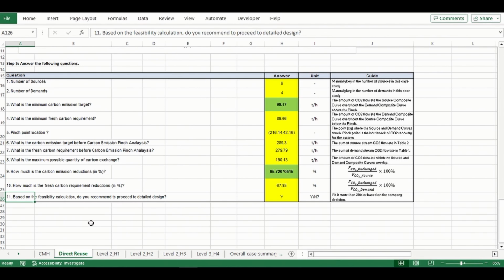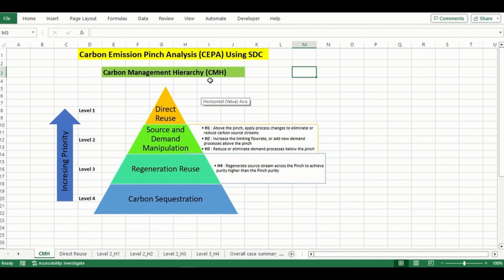And that's for the first step. Before we continue with the next step, let me review the carbon management hierarchy, which is in the next section. For the carbon management hierarchy, there are 4 levels, starting with direct reuse as the top priority, followed by source and demand manipulation, then regeneration reuse, and then carbon sequestration. So we cannot perform source and demand manipulation first and then direct reuse.